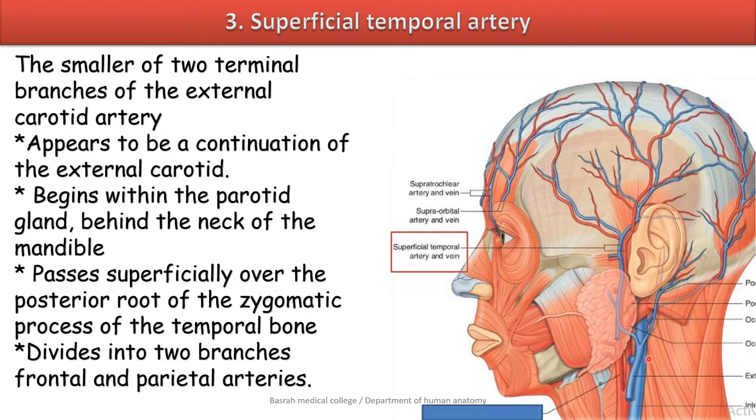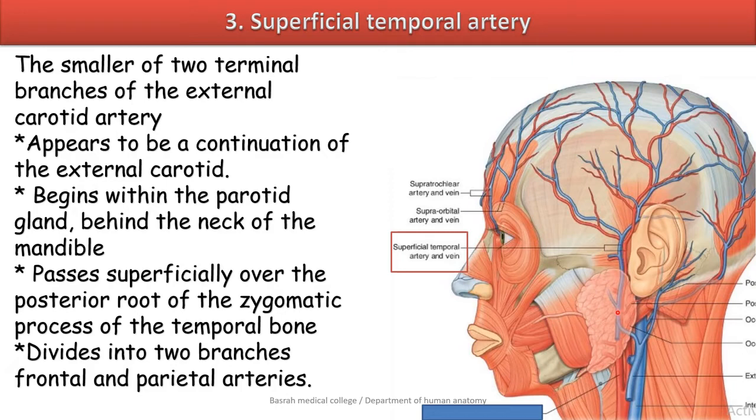طبعا هذا هو أول شيء الإكسترنال كاروتيد آرتري. هذا الإكسترنال كاروتيد آرتري راح يوصل للباراتيد جلاند. بالباراتيد جلاند راح ينقسم قسمين، واحد يروح للفيس أسميه maxillary artery، والثاني راح يصعد ويستمر in front of the ear، يمشي يعني أمام الإير، أسميه superficial temporal artery. هذا superficial temporal artery نعتبره as a continuation of external carotid، يعني امتداد للإكسترنال كاروتيد آرتري.